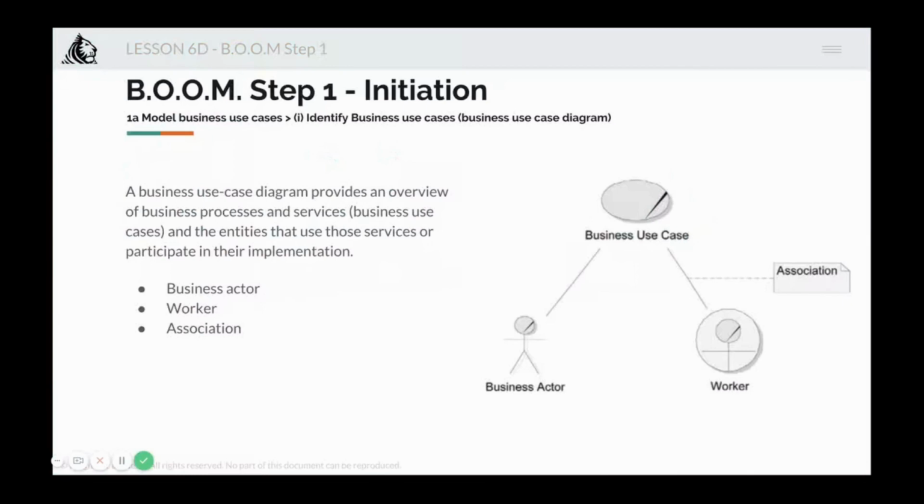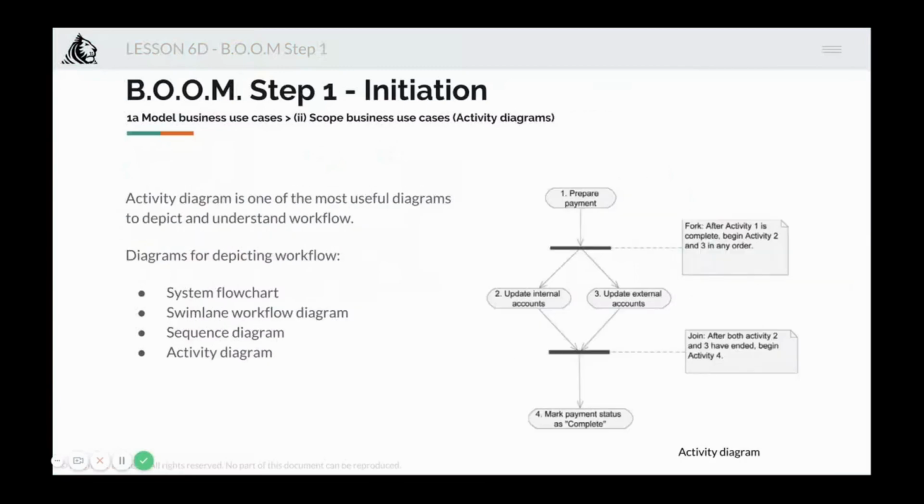So business actor is typically someone external to the business, such as a customer or supplier. The worker is someone who works within the business, such as an employee or a customer service representative. An association between an actor and a business use case indicates that the actor interacts with the business over the course of the business use case, right? For example, by initiating the use case or by carrying it out. Let's move along.